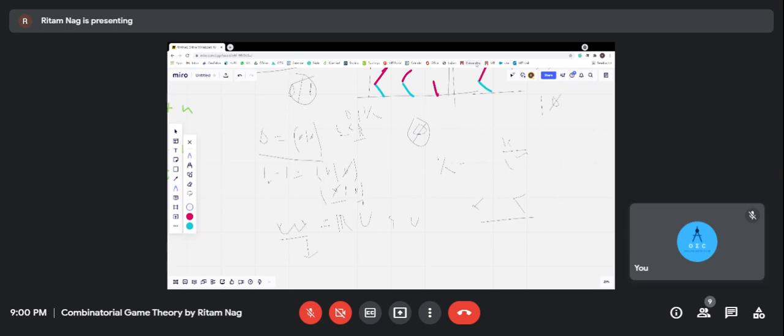So if you want to learn more about surreal numbers, you can look up the Wikipedia page or read Winning Ways for Your Mathematical Plays.